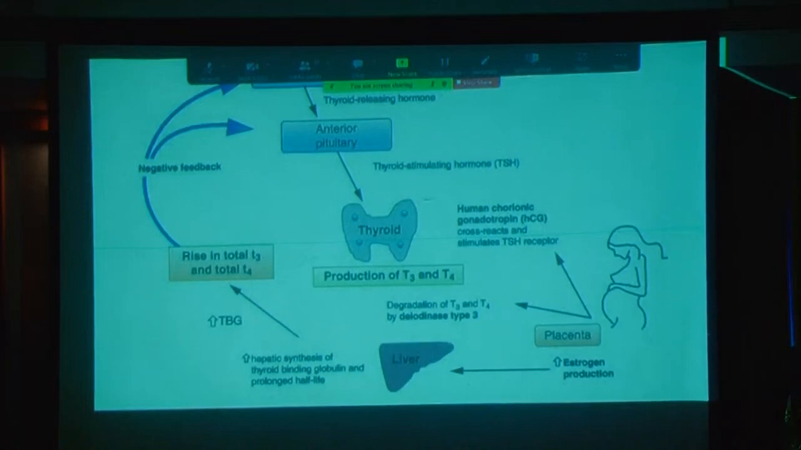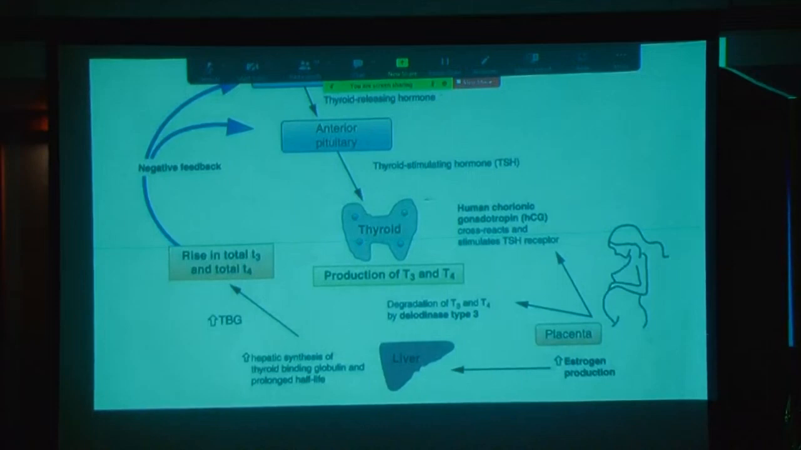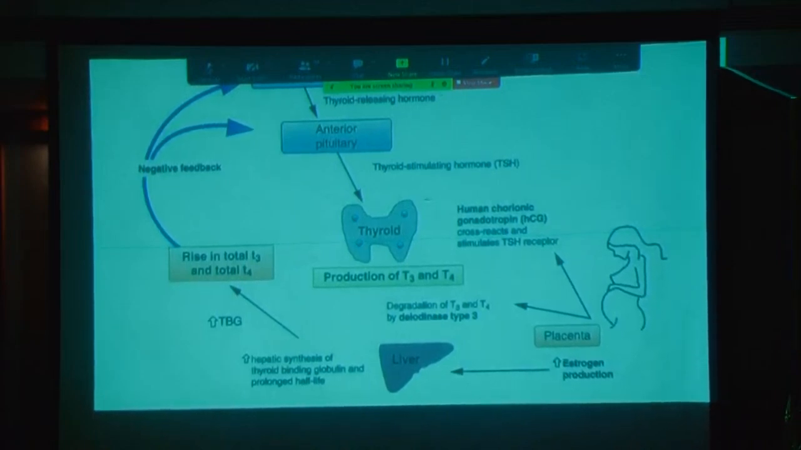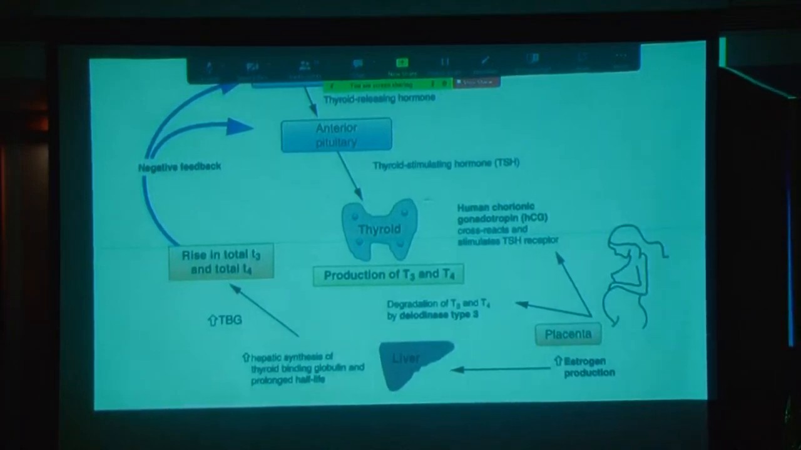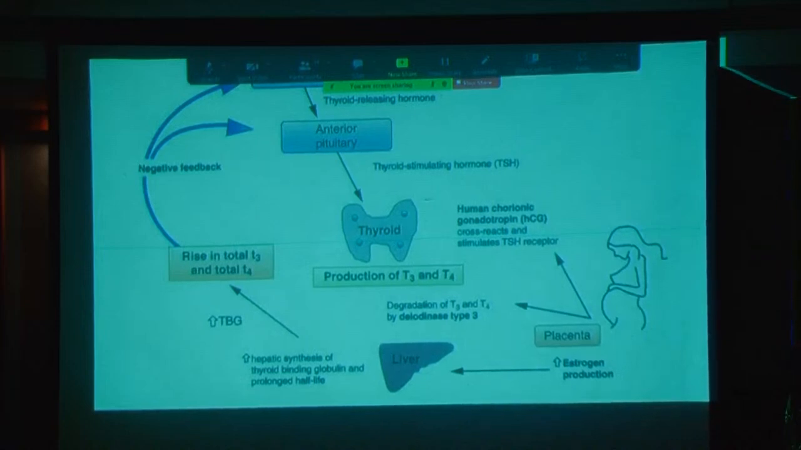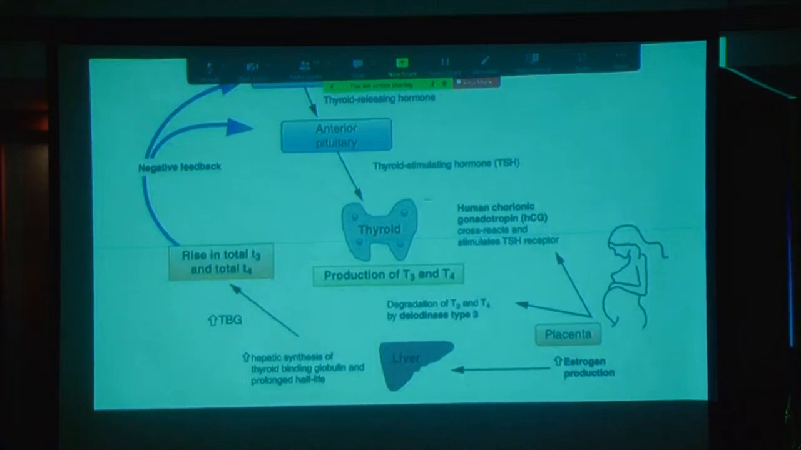So what changes are happening in pregnancy? Pregnancy is always a hypermetabolic stage where you need more energy. Basal metabolism is higher, and more thyroid hormones are required. Your requirement is like 20 to 25% higher than the normal level. Basically, in the pregnant lady, two hormones play a major role. One is HCG, which is secreted from the trophoblast of the placenta, and another is estrogen.